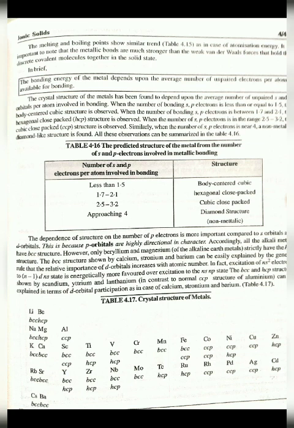In fact, excitation of ns2 electrons to the (n-1)d ns state is energetically more favored over excitation to the ns np state. The BCC and HCP structures shown by scandium, yttrium, and lanthanum, in contrast to the normal CCP structure of aluminium, can be explained in terms of d orbital participation as in the case of calcium, strontium, and barium.